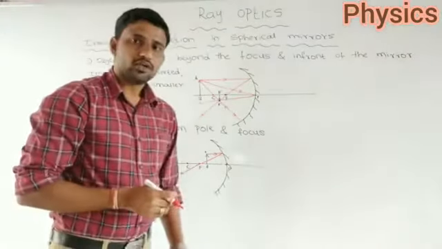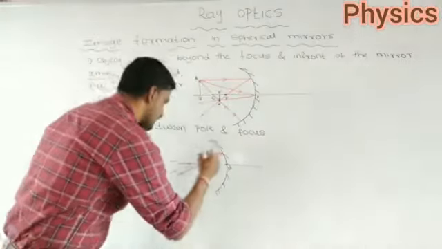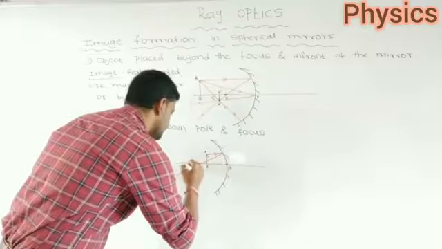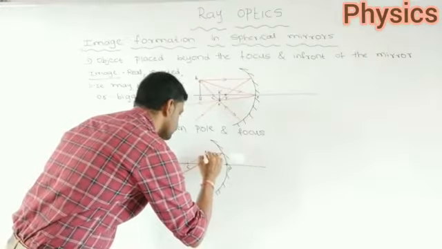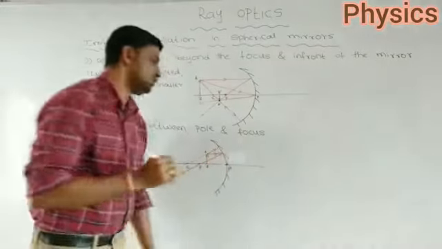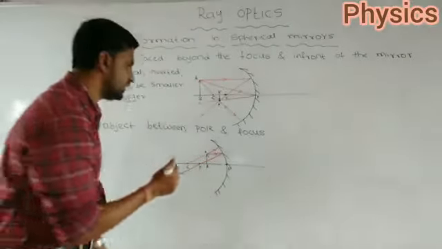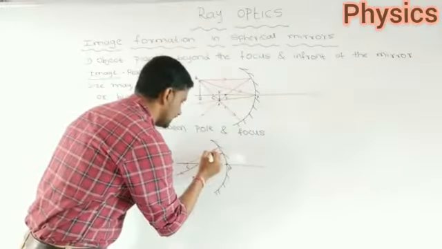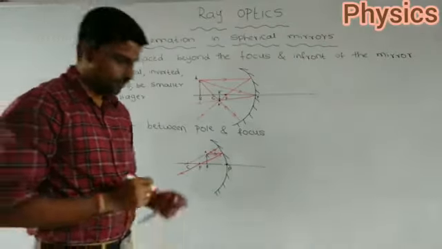And I am going to make another ray of light incident from this object, which is exactly passing through the center, like this. Then we know that when a light ray is incident through the center, it will retrace its path like this after reflection. Here I am going to make two rays of light incident.